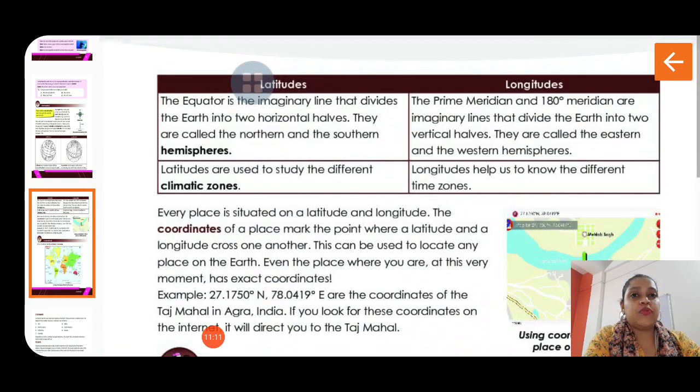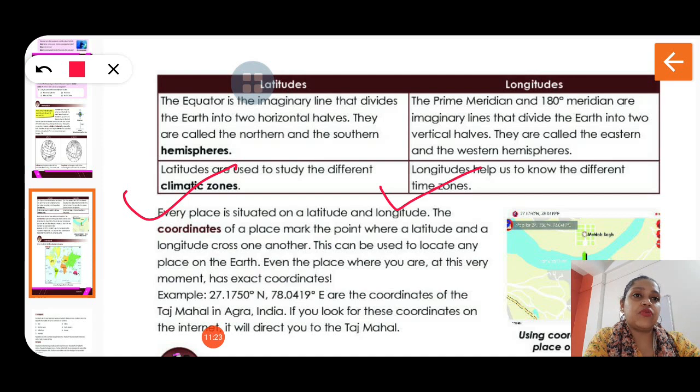Then next we have latitudes and longitudes. What is the next concept? Latitudes are used to study the different climatic zones. Okay, so with latitudes, you will come to know what climatic zones are, and longitudes help us to know the different time zones.